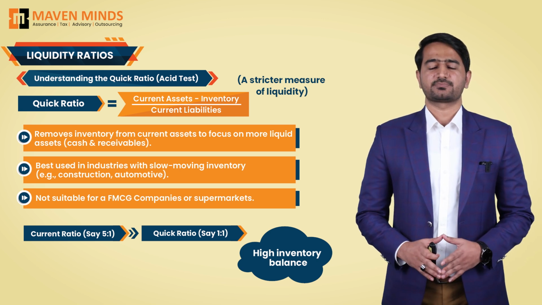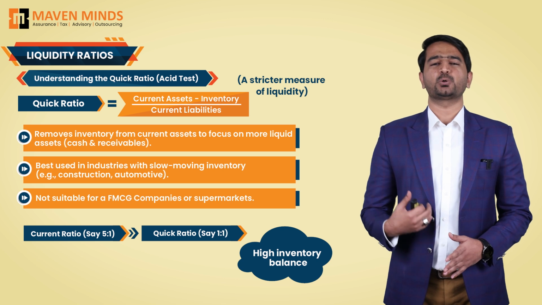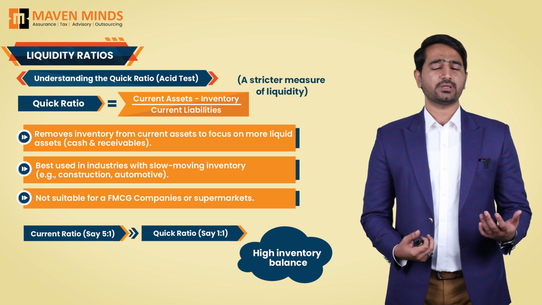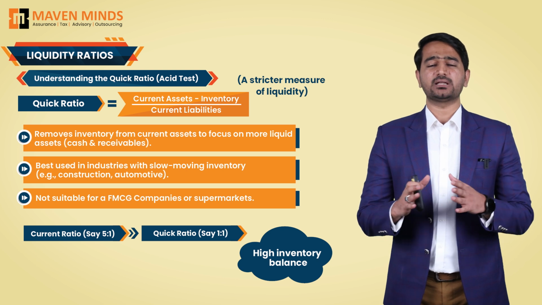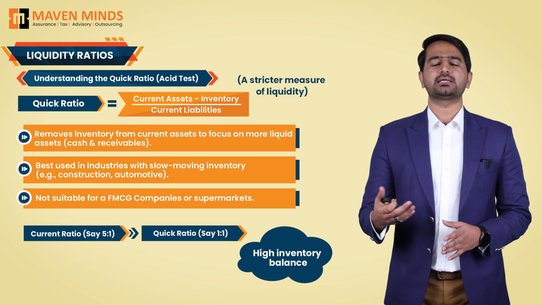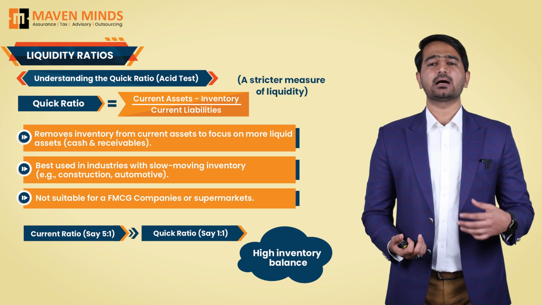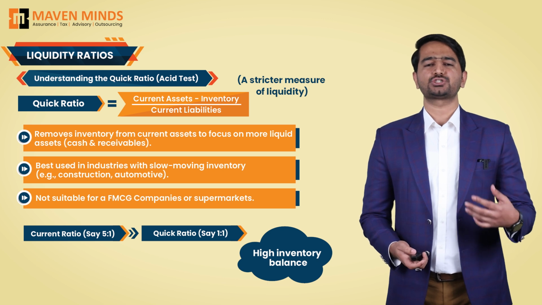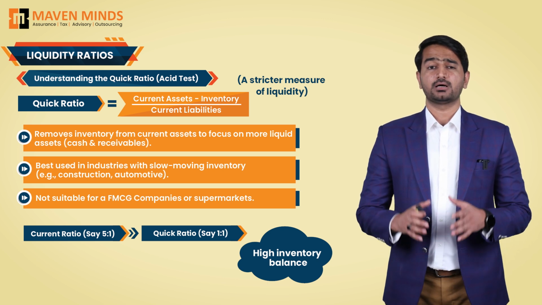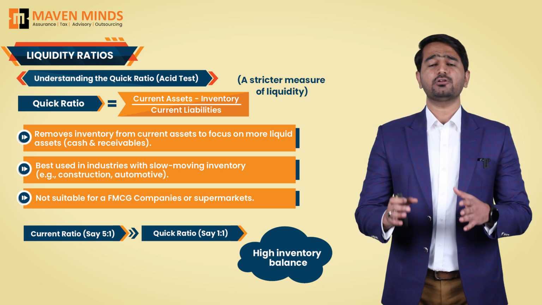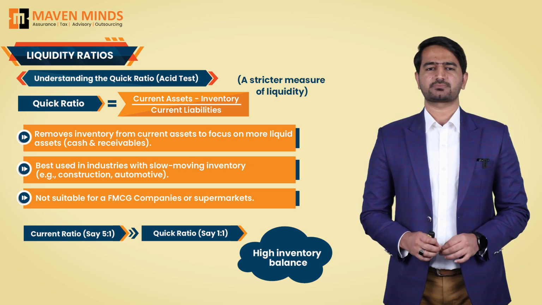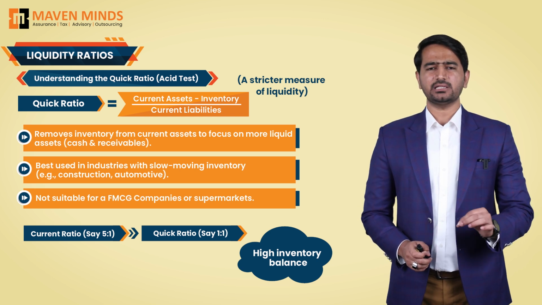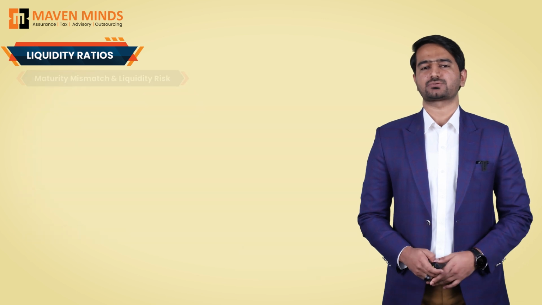Alright, my friends. So far, we have explored the current ratio and the quick ratio in greater detail. These ratios are fundamental in evaluating the company's liquidity and the company's ability to meet its short-term obligations. However, as with all financial metrics, liquidity ratios have limitations, and one of the most critical issues here is maturity mismatch.